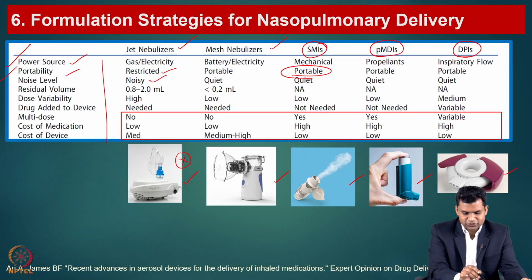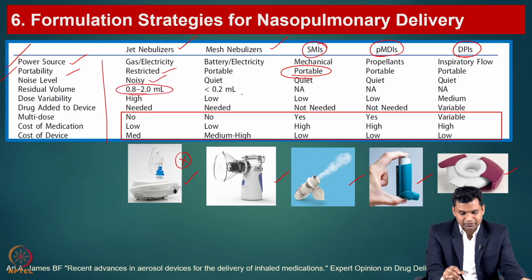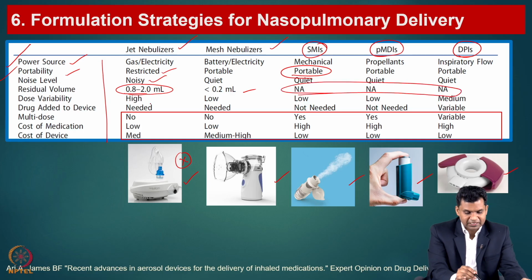You can see the residual volume here. We can use up to 0.8 to 2 ml, which is very little, and then here there is no residual volume. Dose variability is very high because we are putting in a liquid and that needs to be nebulized.